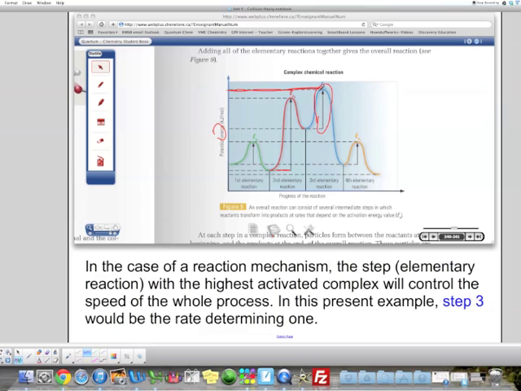But basically, because the energy of the activated complex is the highest over here, that's the highest value, this is what we call the rate determining step, the one that will determine the speed of the whole mechanism. So always look at the highest activated complex. That step will be called the rate determining step. Actually, why am I writing that here? Rate determining step over here. Okay, so step 3, rate determining step. There you go.